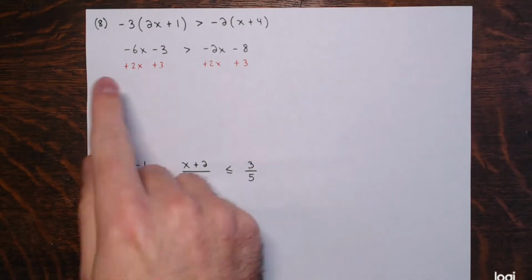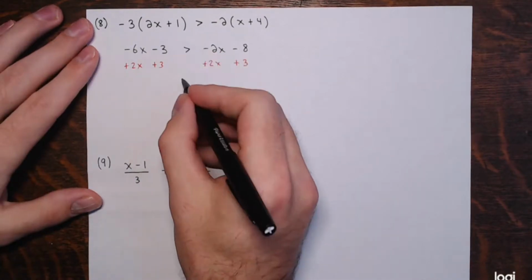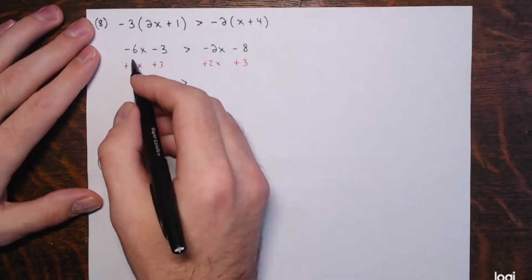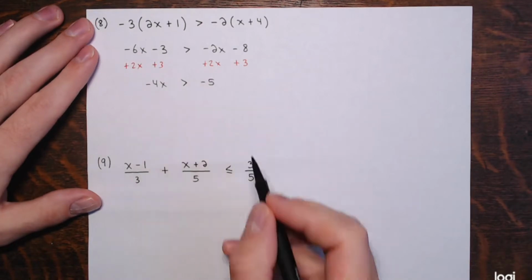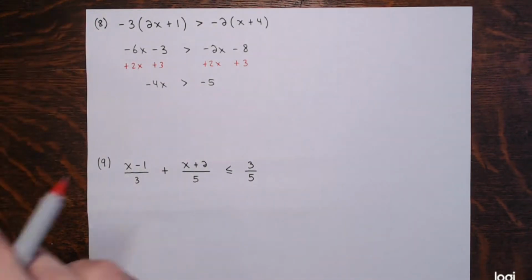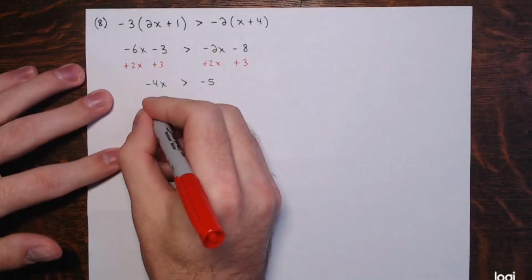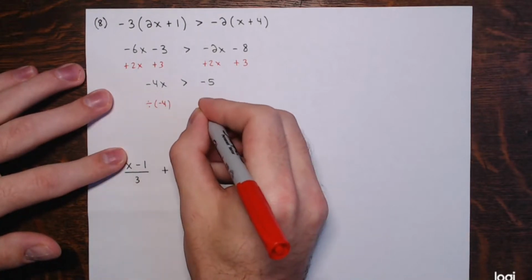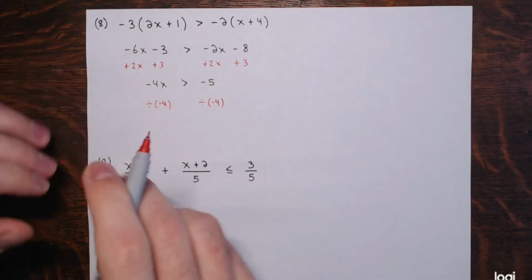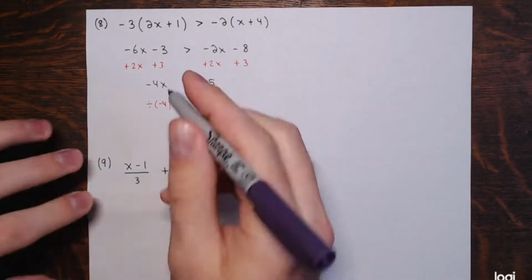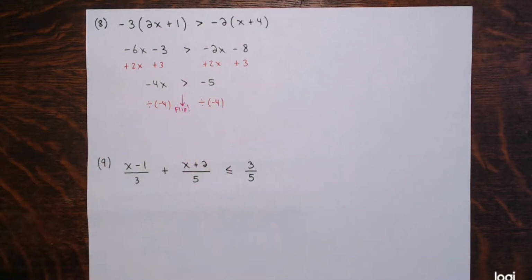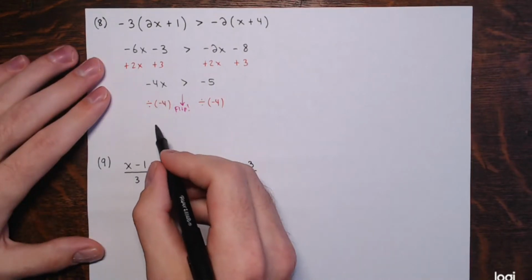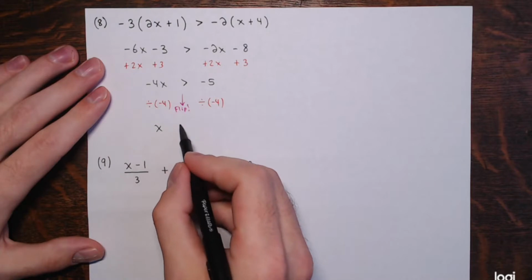And this is just addition or subtraction, right? So the symbol will not flip. And now I have -4x on the left and -5 on the right, -8 plus 3. And then to get the variable alone on the left side here, I'm going to divide by -4. Right, divided by -4. And that will flip the inequality, because you're multiplying or dividing both sides by the same negative number. So I have x on the left. Now instead of is greater than, it becomes is less than.